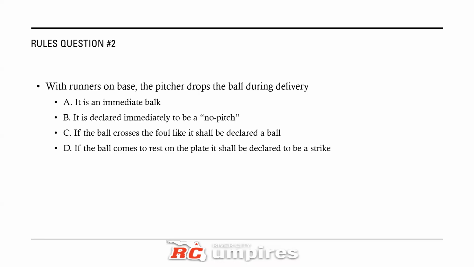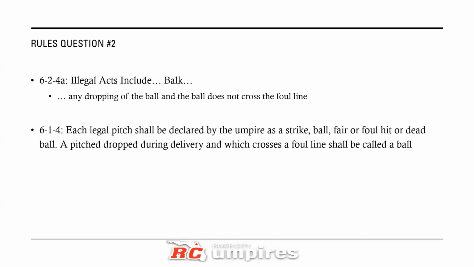So if the pitcher drops the ball during delivery and it crosses the foul line, it's a ball. So it's not A because it's not an immediate balk. Because if it crosses the foul line, it should be a ball. So the answer here is C. Any dropping of the ball that does not cross the foul line is a balk. Okay? Yeah. So a pitch dropped during delivery that crosses the foul line is called a ball.